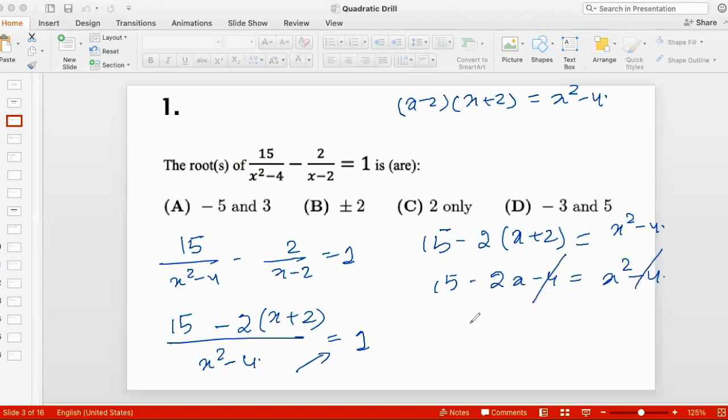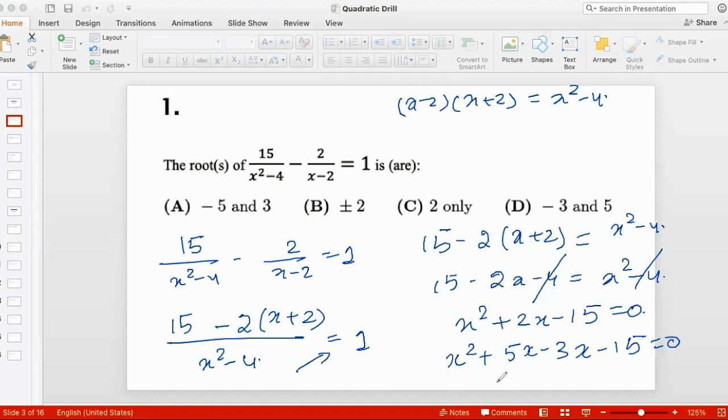Minus 4 and minus 4 cancel. So x squared plus 2x minus 15 is 0. And when we split the middle term, we get x squared plus 5x minus 3x minus 15 is 0. So x plus 5 times x minus 3 is 0. So x is negative 5 or 3.